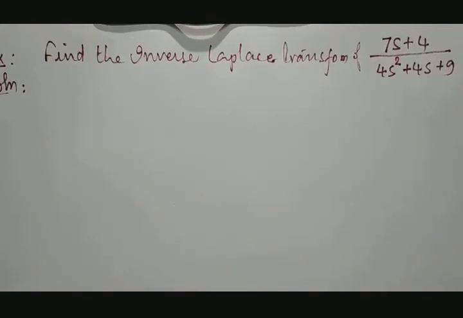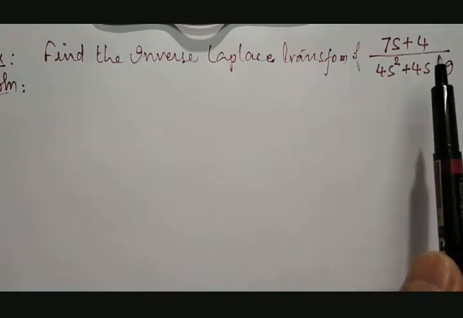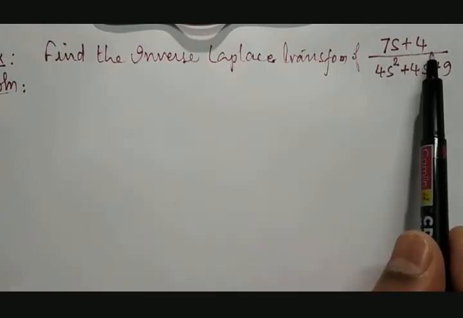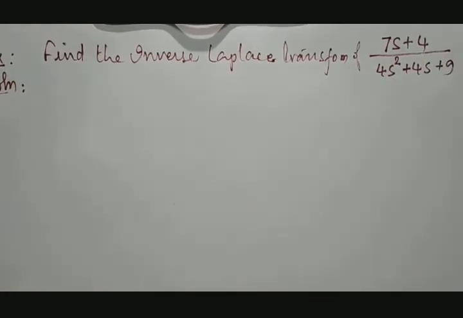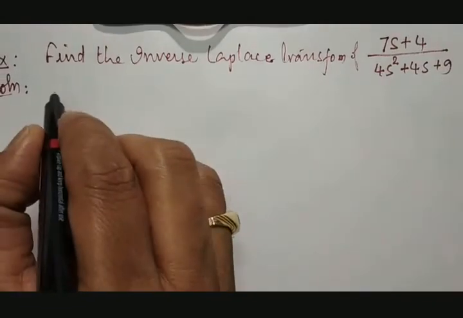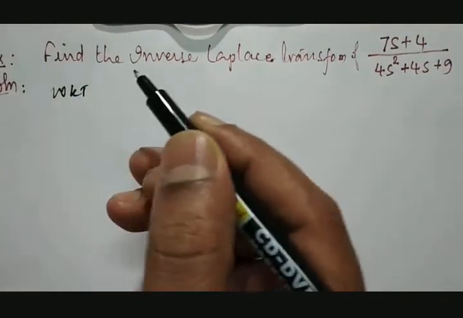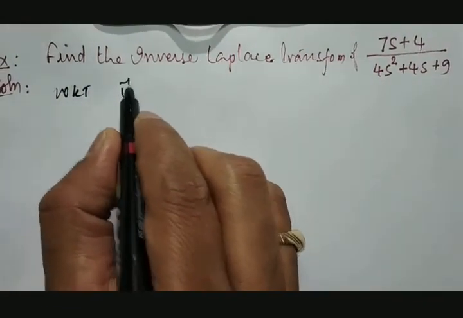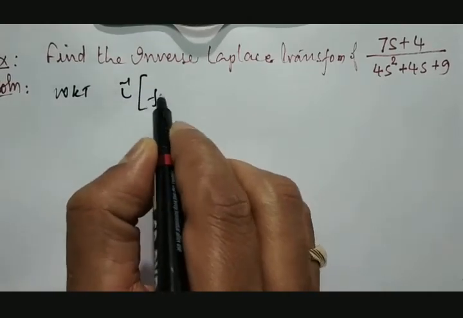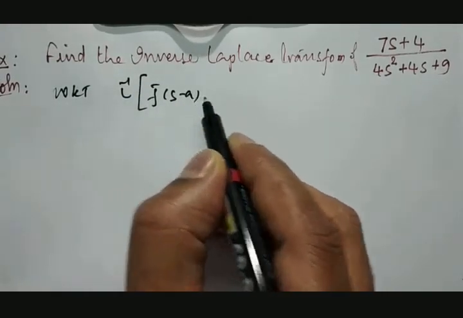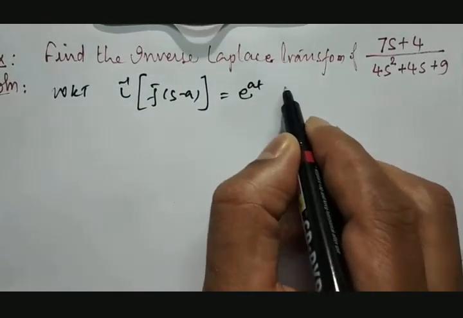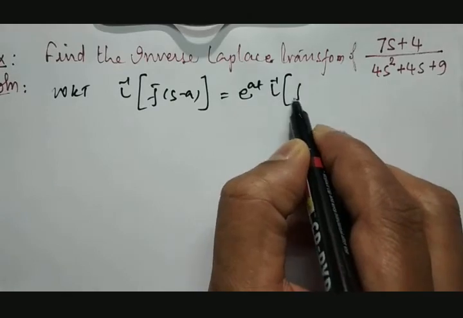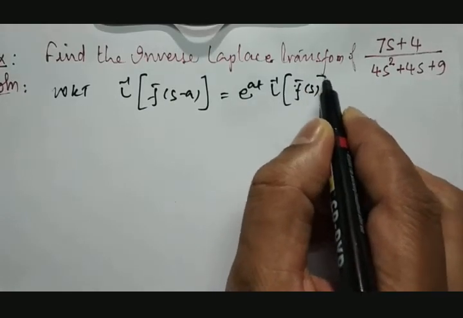In this session, we are going to discuss obtaining the inverse Laplace transform of the function (7s + 4) divided by (4s² + 4s + 9). Before starting, I'll take up the property which is useful here. The property says: Laplace inverse of f̄(s − a) is equal to e^(at) times Laplace inverse of f̄(s).